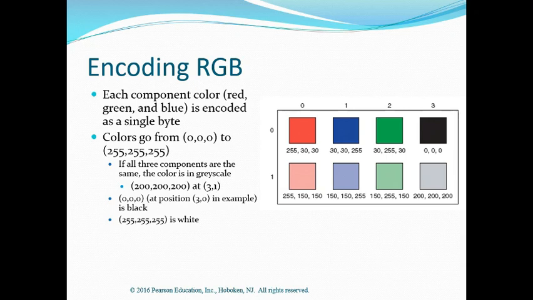If all three components are the same, the color is in grayscale. So 200, 200, 200 at 3, 1, as we can see in the matrix. 0, 0, 0 at position 3, 0. Or 255, 255, 255, which is white.